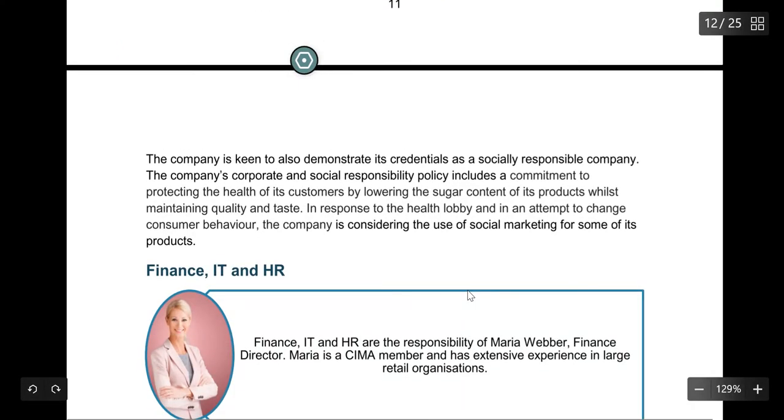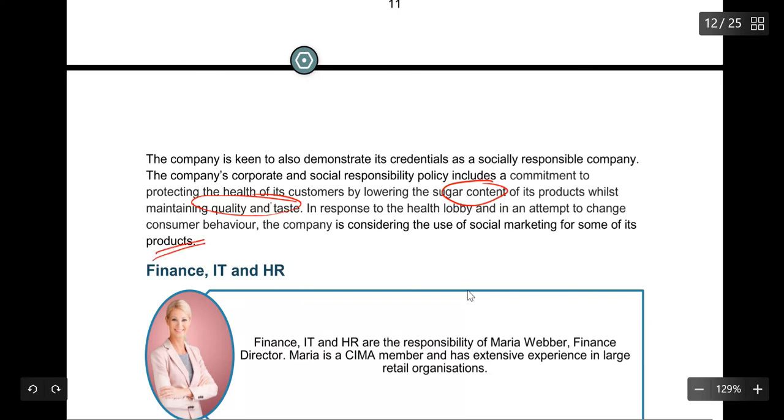So let's come to the next one. The company is also keen to demonstrate its credentials as a socially responsible company. The company's corporate governance and social responsibility policy includes a commitment to protecting the health of customers by lowering the sugar content of its products while maintaining quality and taste. In response to the health lobby and in an attempt to change consumer behavior, the company is considering using social marketing for some of the products.